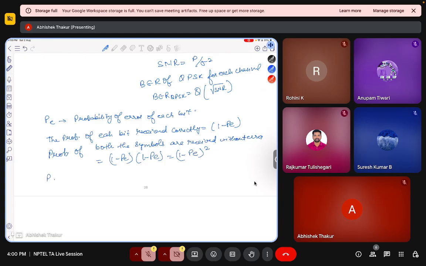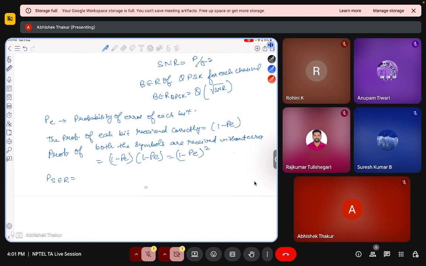Sir, excuse me, sir, in this instead of symbol it should be bit, the probability of both bits. Yes, so both. See, let's suppose PE is the probability of error of each bit. So now the probability that each bit is received correctly is 1 minus PE. Now for each symbol to be received correctly, we need to receive both bits correctly. So for both bits to be received correctly, the probability will be 1 minus PE into 1 minus PE. So that is why it should be bit, not symbol. No, it should be symbols.